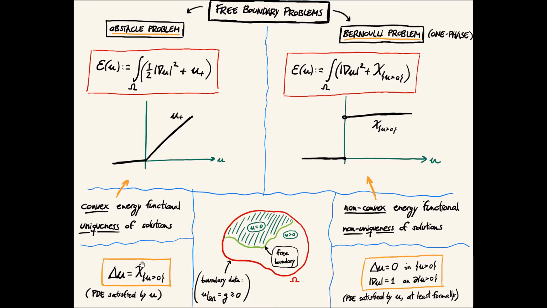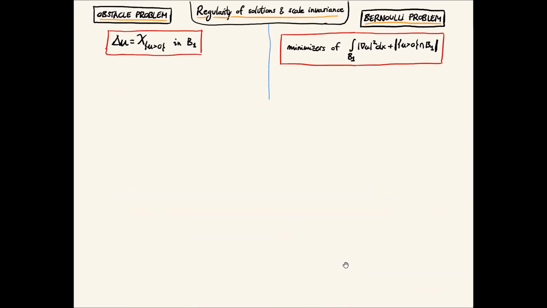Okay, so we have two different PDEs. From the PDE, you can see that even though the functionals are somehow similar, the PDEs are quite different. Here you really have a PDE, while here you really need to write it as a free boundary problem, with a harmonic function inside the set where U is positive, with some free boundary condition here.